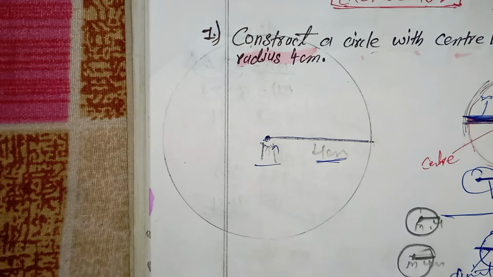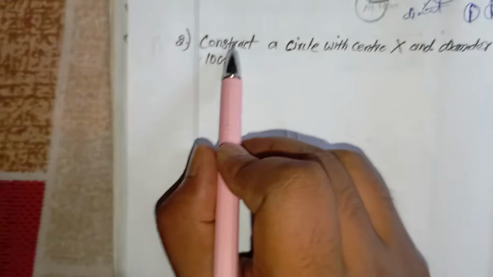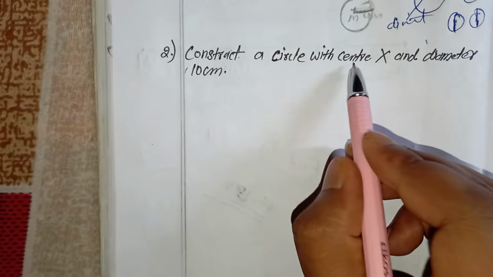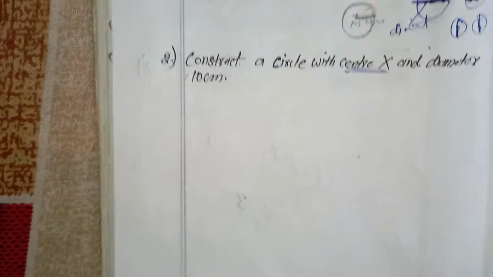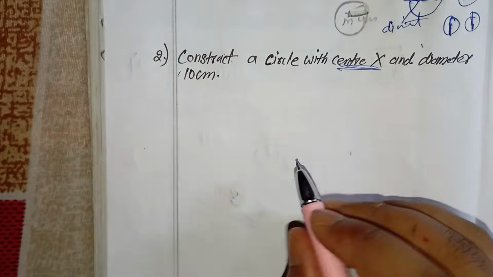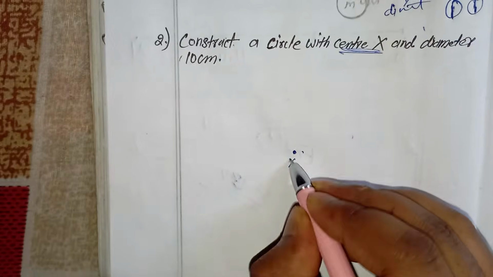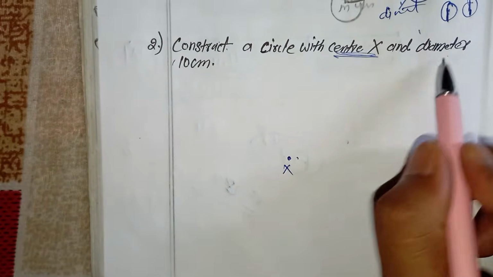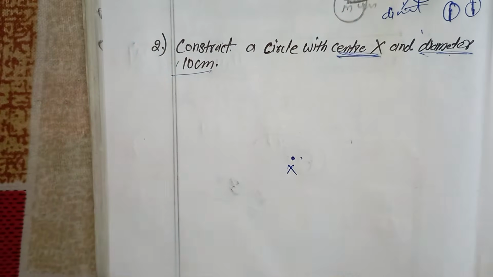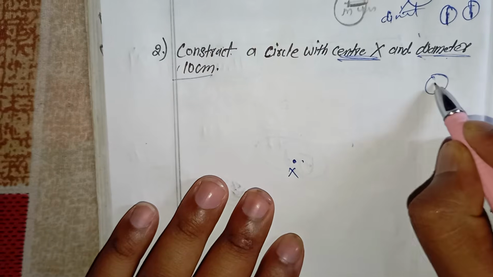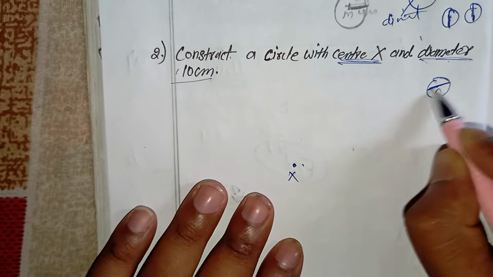So let's talk about the second question. In the second question, what is it telling? Construct a circle with a center X. So the center will be X. Let's suppose this is the center X, and the diameter will be 10. Here it is not telling about the radius. It is telling about the diameter.